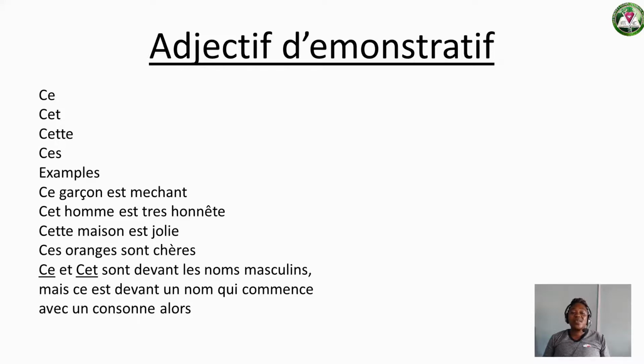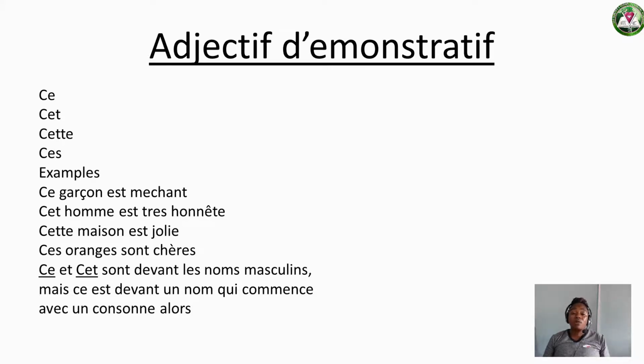Ce is masculine. It's an adjective that demonstrates a masculine noun. Cet, C-E-T, is also masculine. But there's a difference between the two. Ce is placed before a masculine noun that starts with a consonant. Cet, C-E-T, is placed before a masculine noun that starts with a vowel.